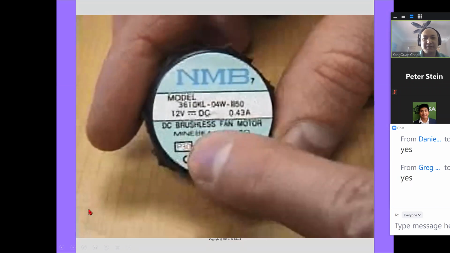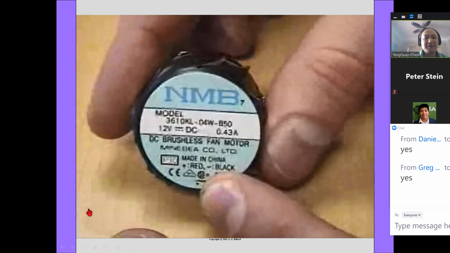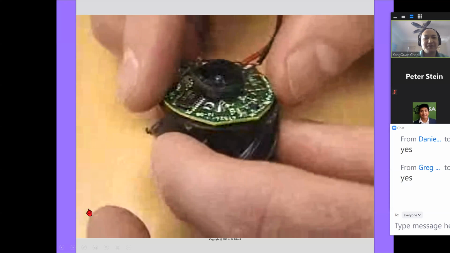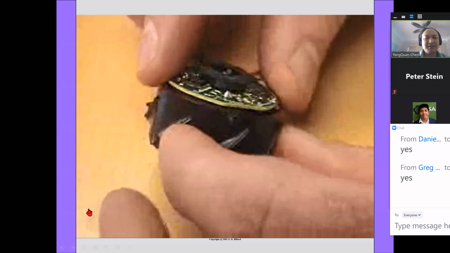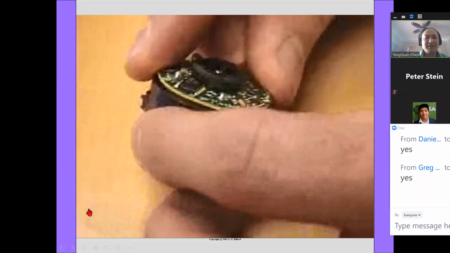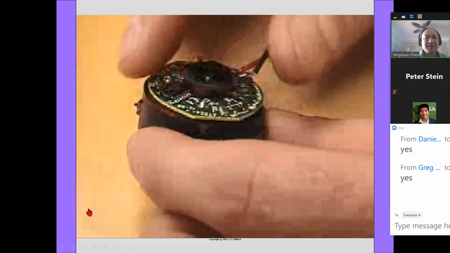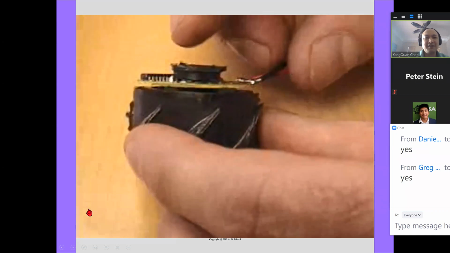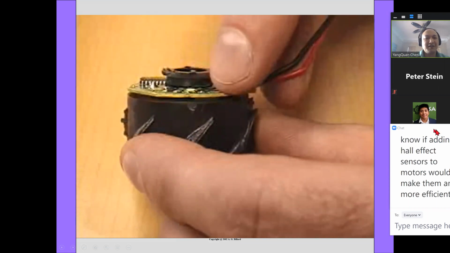This is a brushless DC motor from a computer fan that helps keep the circuit boards inside of a computer from overheating. Like a permanent magnet DC motor, it has permanent magnets in the stator of the motor, and it has coils on the rotor. Unlike a permanent magnet DC motor that uses commutators to switch the direction of current in the rotor coils, this motor has a series of Hall effect sensors inside, these little white things beneath the circuit board.